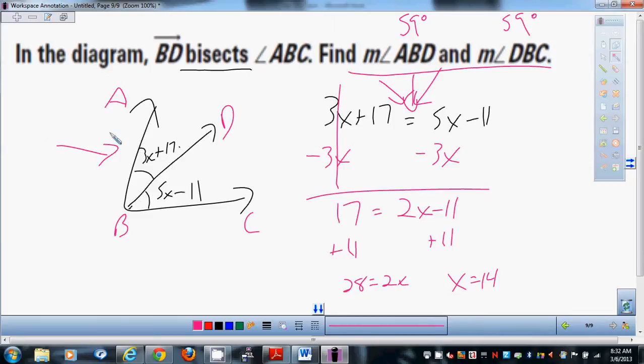Some people will forget that they're equal and solve and put it in for both, but then they'll get the same thing. So it doesn't hurt you to plug it in for both. You'll just be redundant. Questions? All right. Well, you wouldn't set it equal to 59. You'd plug 14 in for x and find that it was 59. Okay, well, I was just making sure. Questions?